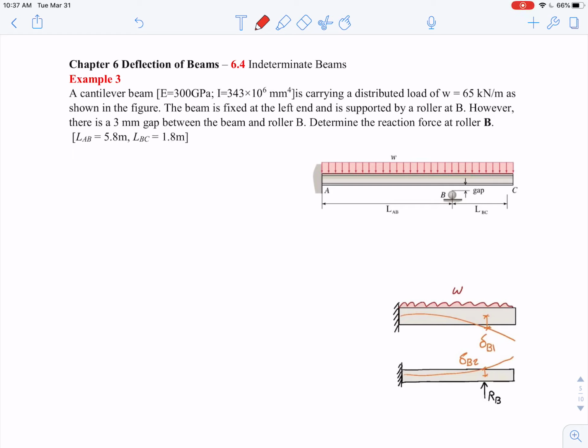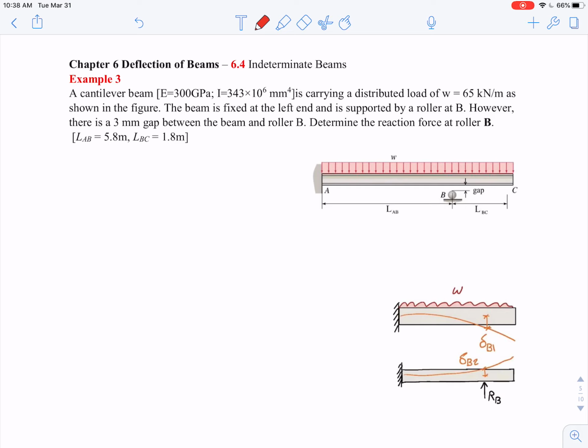Example 3. And again, this is a cantilever beam carrying distributed load W as shown in the figure. And the beam is fixed at the left end and it's supported by a roller at B. However, there is a 3 millimeter gap between the beam and the roller B. And determine the reaction force at roller B.